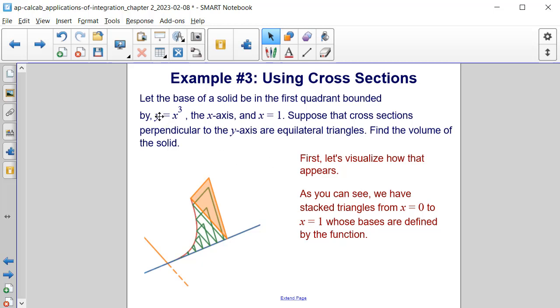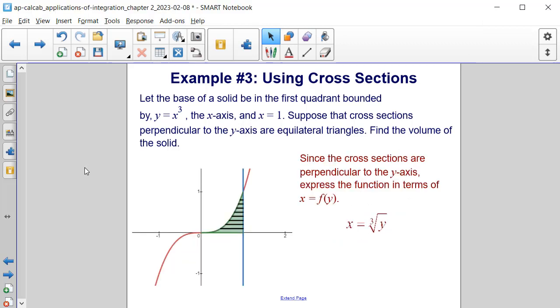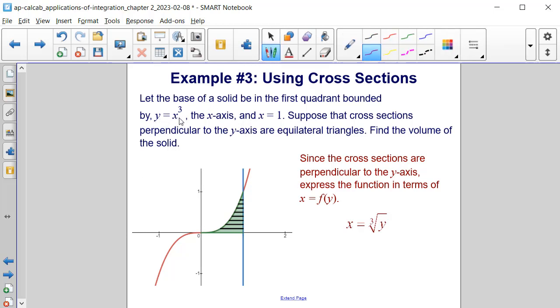So you can always use the bounds to determine your lower and upper bounds for integration. And the bases of these triangles are always being defined by the function. And then since the cross sections are perpendicular to the y-axis, we need to express the function in terms of y. In other words, we need to write y is equal to x cubed to make x a function of y. So in order to do that, we are going to cube root both sides, and we will get that x is equal to the cube root of y. You could also write it as y to the 1/3 power.